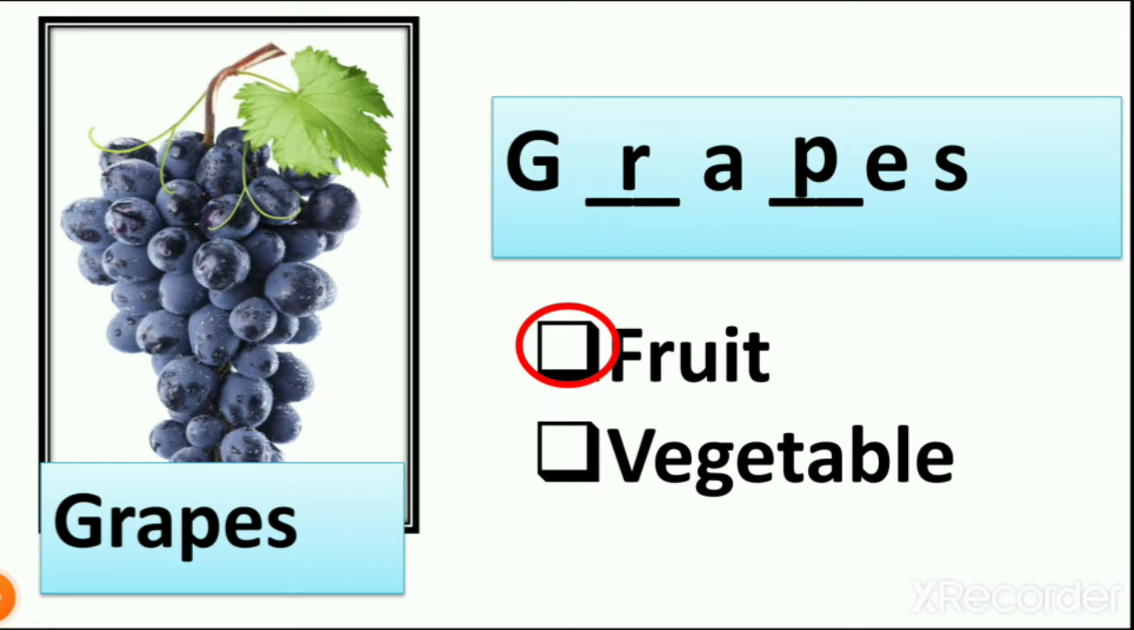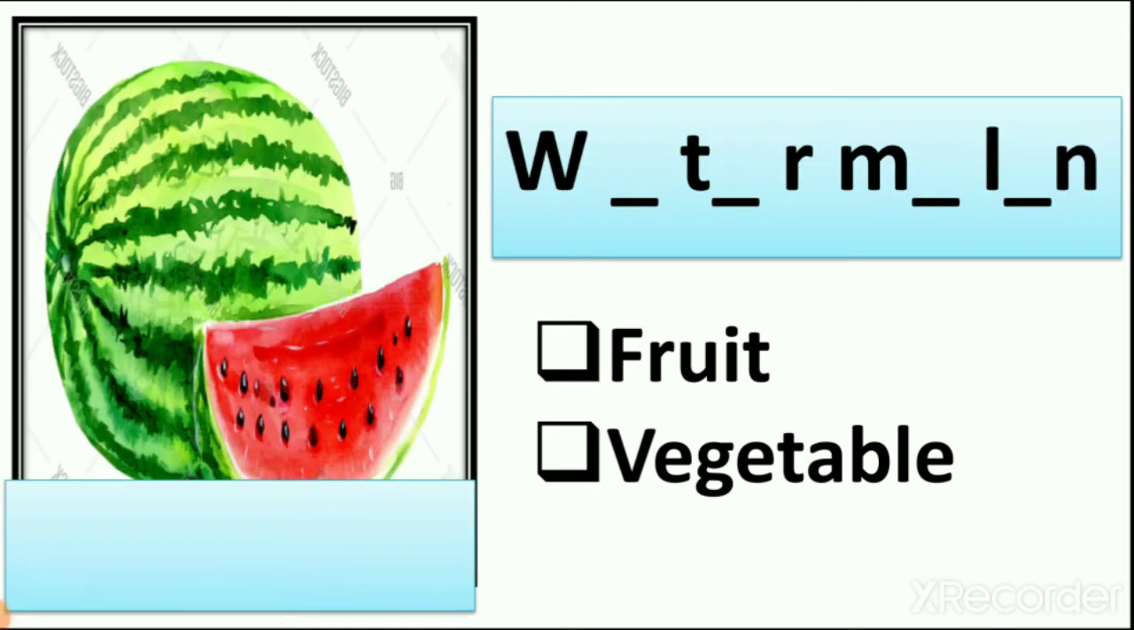Now let's see which is the next fruit or vegetable. Yes, it is a green color food and we get it from a plant. We also learn about this in this lesson, that it is a very big food which we get from a plant. So let's see which food it is.